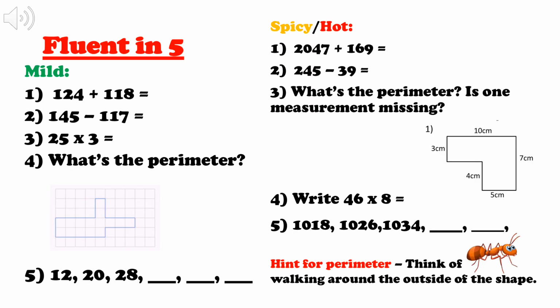Each day in maths we'll be using Fluent in 5. Fluent in 5 is basically 5 mathematical questions in 5 minutes. You do as many as you can. On the left hand side of the slide you will see that there are mild questions. On the right hand side you will see that there are spicy and hot questions. You just need to choose the questions according to your group and the answers will follow on the next slide. Enjoy!